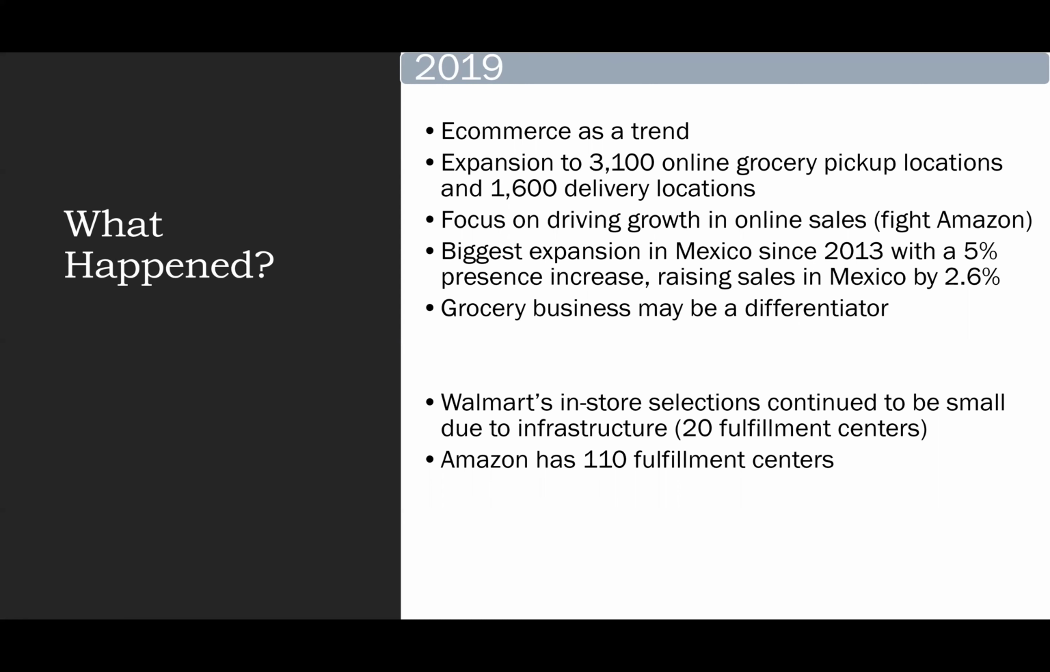The biggest physical expansion also occurred in 2013, in Mexico, with a 5% presence increase and a 2.6 increase in sales. Grocery business also was identified as a major differentiator, but it is a low margin business, as we will see later. Walmart's in-store selections continue to be small, and it is due to the infrastructure since it has 20 fulfillment centers in comparison to Amazon's 110.